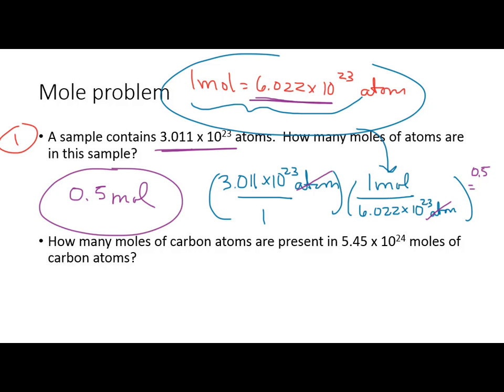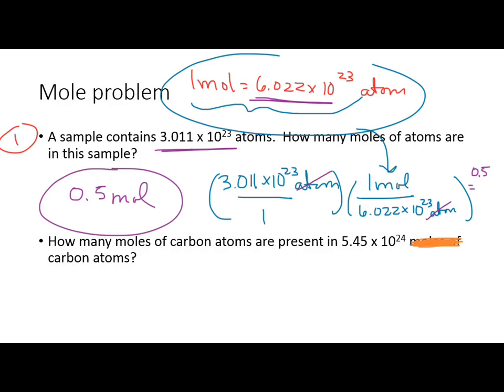So if we do the second one similarly, now we can't just eyeball the second one. I did that on purpose. But notice that we have more atoms. How many moles of carbon atoms are present in, oh goodness, looks like I got in a hurry there. This word moles, actually moles of, this should go away. Sorry, my bad. That reads better. How many moles of carbon atoms are present in 5.45 times 10 to the 24th carbon atoms? Much better. Okay, so the number of carbon atoms we have is 5.45 times 10 to the 24th.